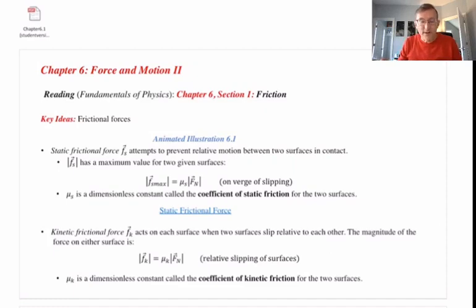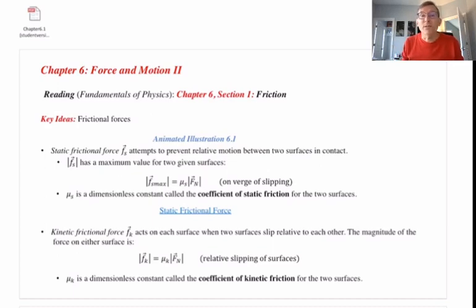This is our first video lecture for Chapter 6 in our textbook. The title of Chapter 6 is Force and Motion, Part 2. So we're really just continuing the ideas from Chapter 5, which I remind you was where we started what's called the study of dynamics, which explains why a particle moves the way it does, not just how.